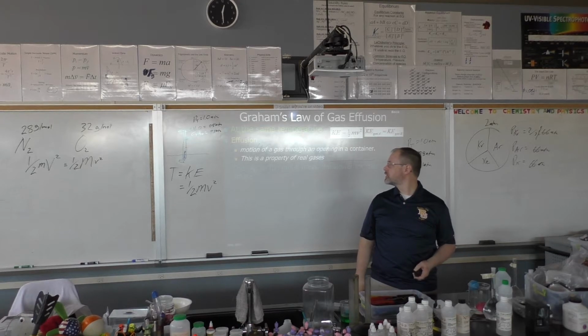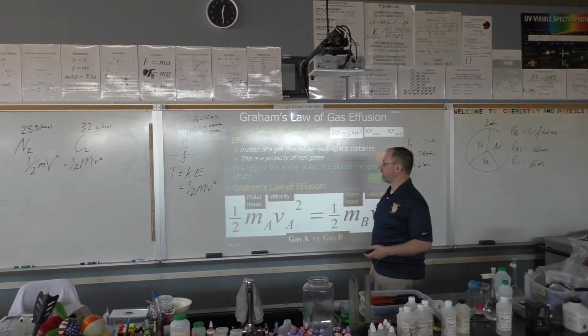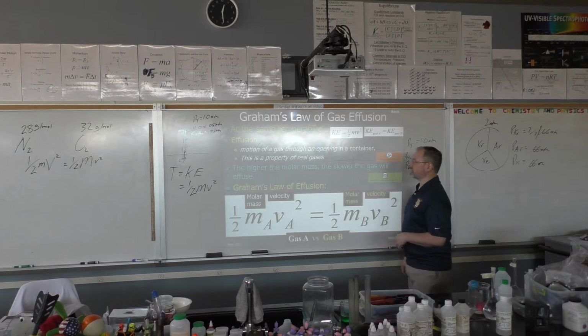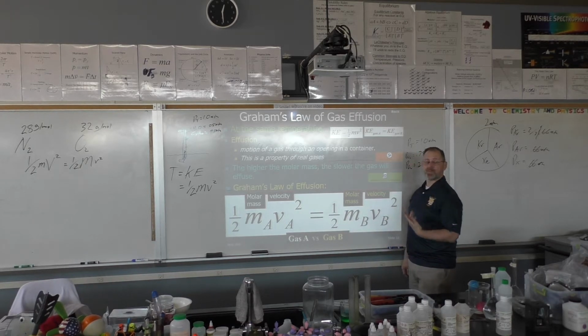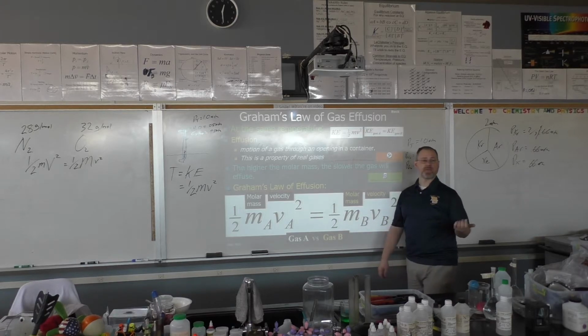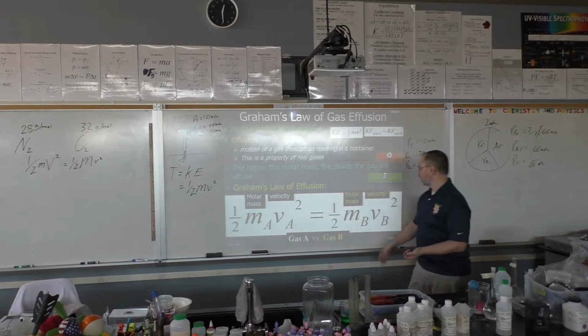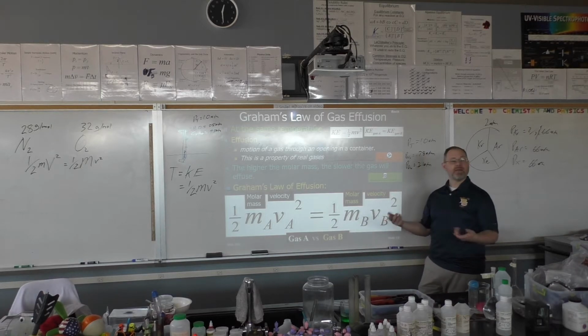Okay, so we usually just show Graham's law like this. Some people like to use square roots. I don't. I just like to say the 1/2 mv squared of gas A equals the 1/2 mv squared of gas B. So the kinetic energy of gas A equals the kinetic energy of gas B if they're at the same temperature.